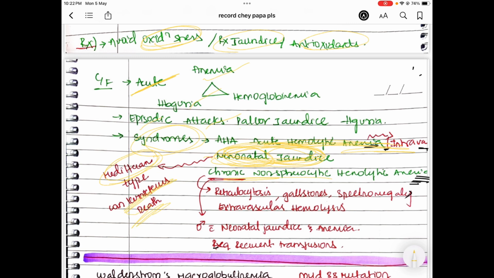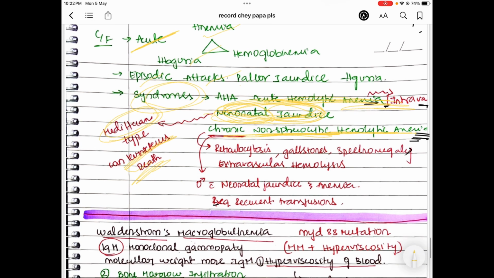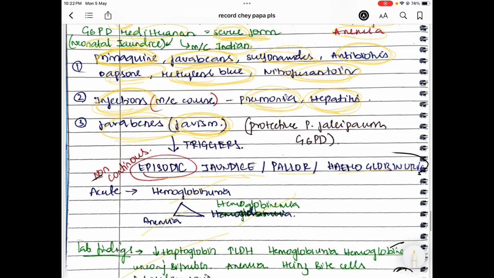And chronic non-spherocytic hemolytic anemia can also be seen as a third syndrome, where there will be end stage. So there will be extravascular hemolysis, gallstone formation, splenomegaly, reticulocytosis and all. And this chronic condition is usually seen in a male child with neonatal jaundice and chronic anemia, and recurrent transfusions will be needed as a treatment. So this is about it. Bye.